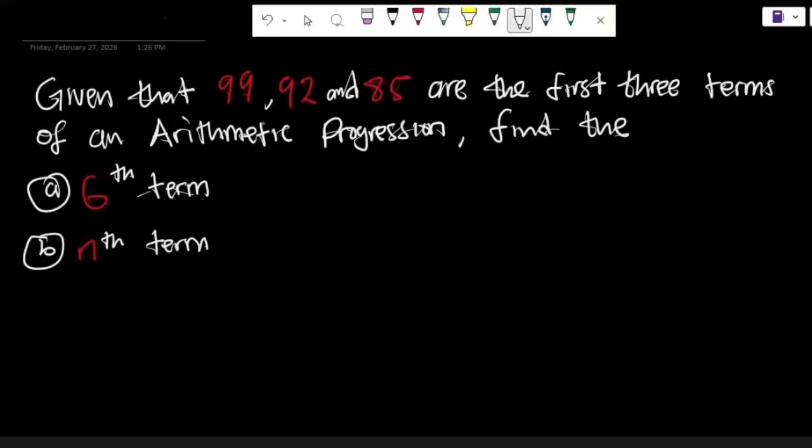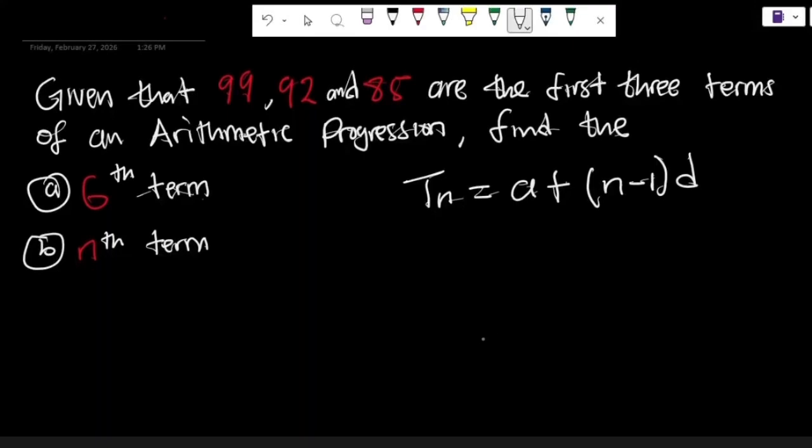Given that 99, 92, and 85 are the first three terms of an arithmetic progression, find the sixth term and the nth term. So how do you deal with problems on arithmetic progressions? Well, when you're dealing with finding the nth term, there's a standard formula that we use, and this is given by Tn is equal to a plus (n minus 1)d.